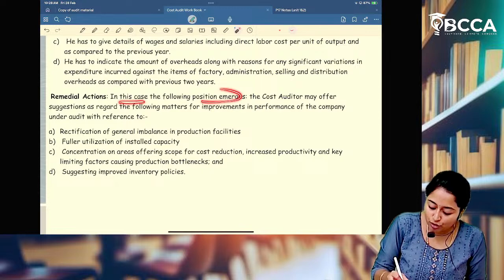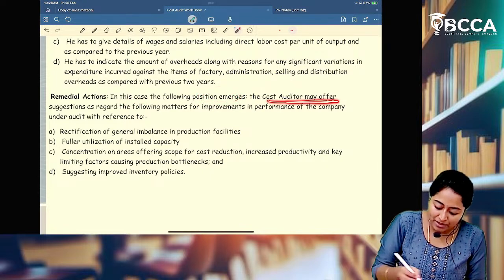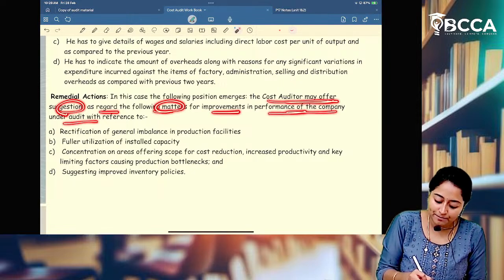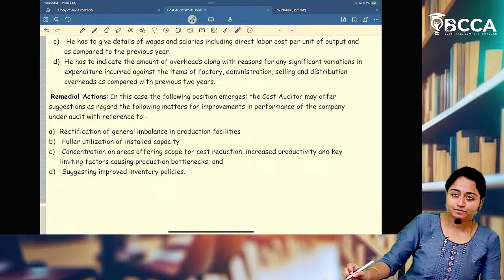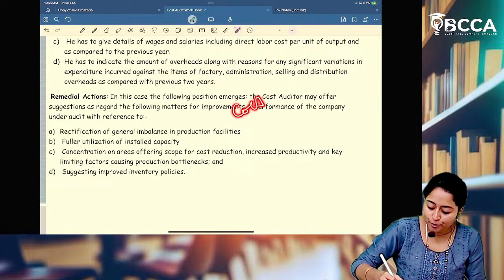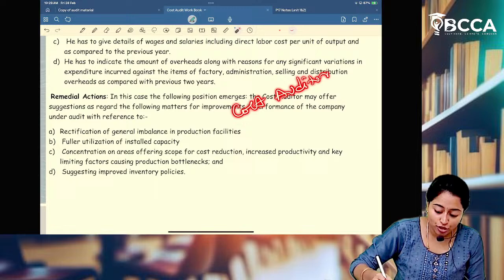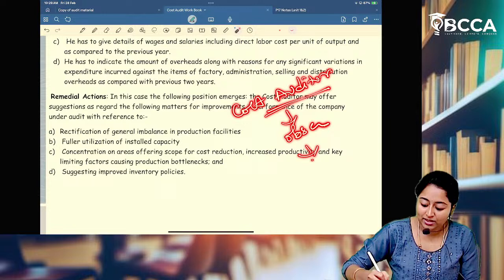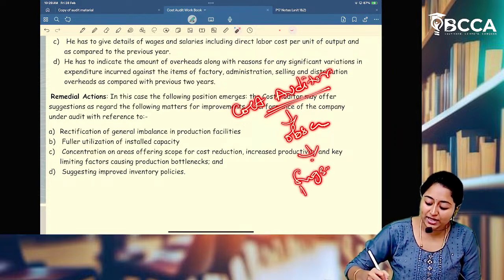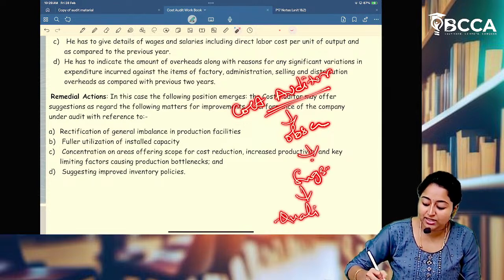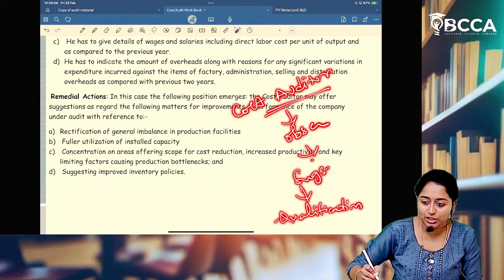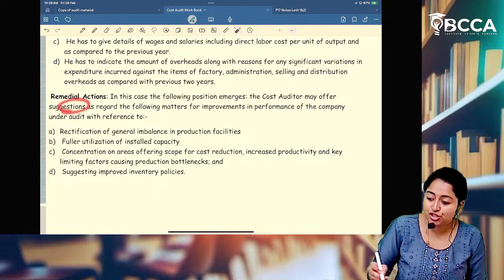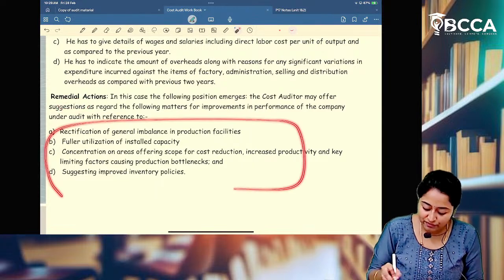In this case, the following position emerges. The cost auditor may offer suggestions regarding the following matters for improvement in the performance of the company under audit. So, we have seen that in the cost audit report, not only cost records and cost statements will be there, but observations, suggestions, and any qualifications will also be there. Each and everything will be included in the cost audit report. Now, if he wants to give any suggestions for improvement, then he can give these.